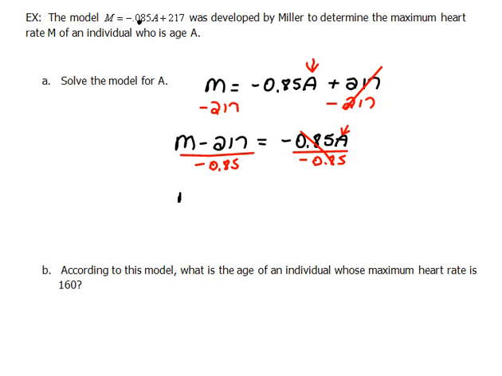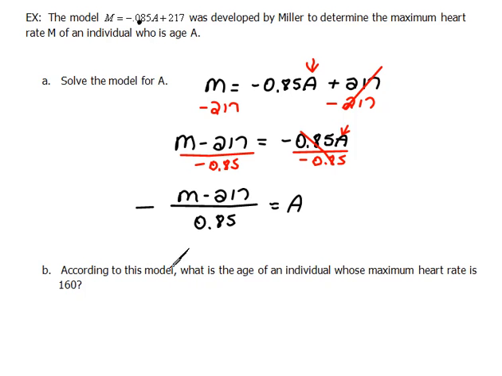Now we have m minus 217 over negative 0.85 equals a. They may not like the negative in the denominator. It just doesn't look very pretty. We could bring it out to the very outside, and that would be a little bit more proper.